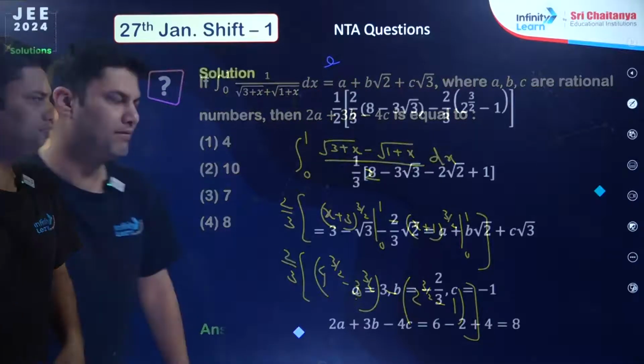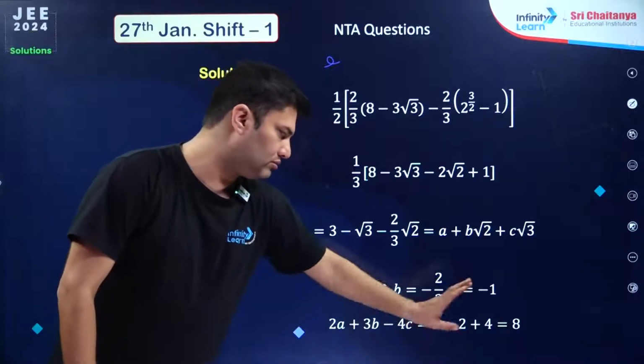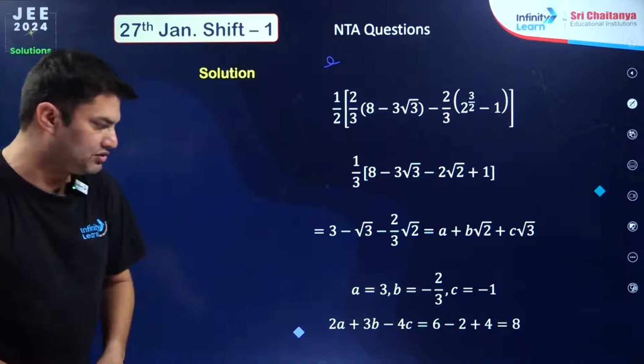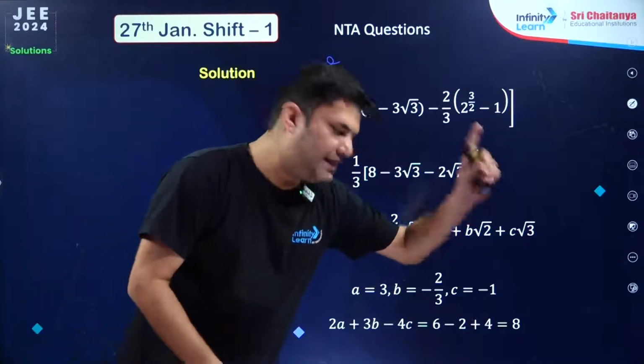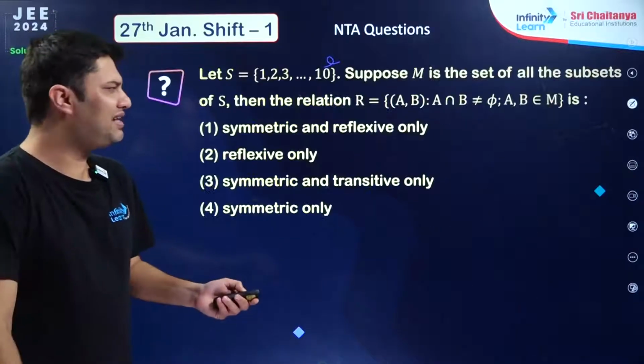It's really easy. Okay. So a, b, c will come out 3, minus 2 by 3 and 1, and they've asked 2a plus 3b minus 4c. So definitely 8 is the right answer. Got it? Okay. Very easy problems.